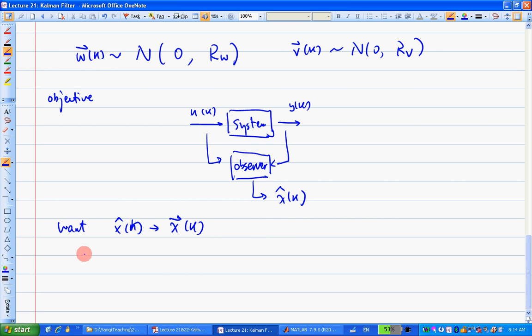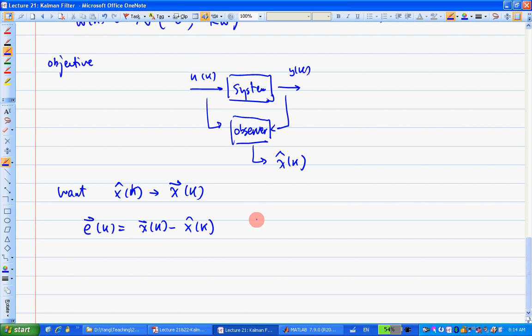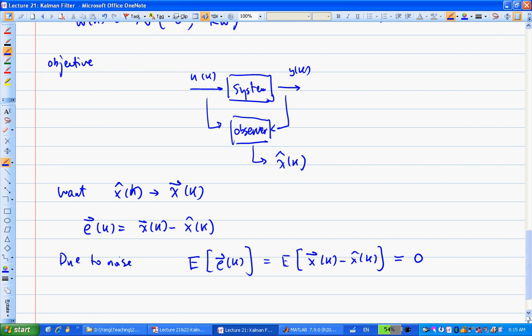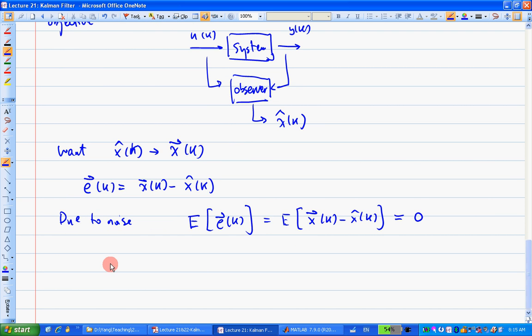So then if we define an error, that'll be x of k minus x hat of k, due to noise. What we want is the expected value, E, of this error, according to our definition, to be 0. If the expected value is 0, that basically means this x hat is going to be a good estimator of this x. That makes sense?